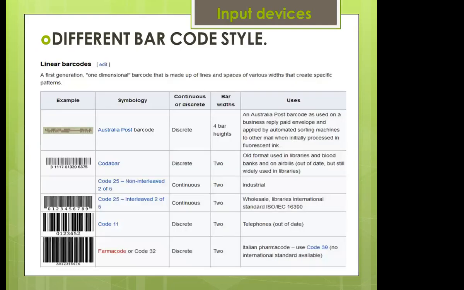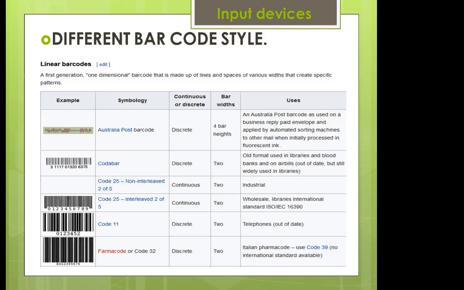Now, in the conclusion of our lesson, we will discuss some common code styles working in different parts of the world. I have summarized these four for you. If you see on this presentation, there are three headings which are more important: example, symbology, and bar widths and uses. Ignore continuous or discrete. I will also explain the meaning of it.